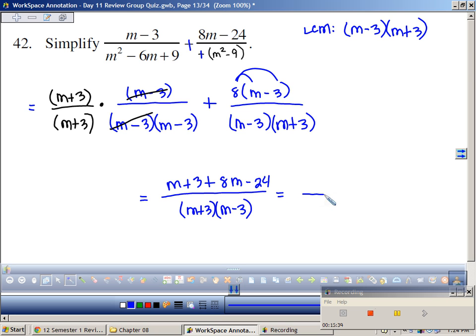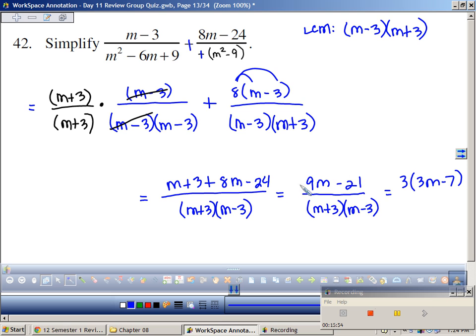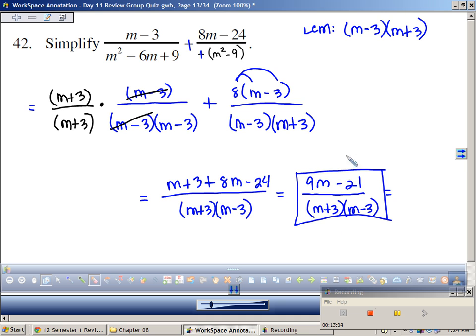Okay, then what do I have? M plus 8M is 9M, minus 21. I could factor that one more time and pull out a 3, but is that going to help me? Does that help? So you'll see it like this. They're both equivalent, but it's not going to help you, so you wouldn't do it if it's not going to help you. Everybody okay with that?